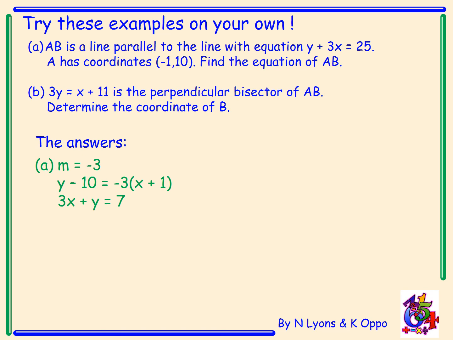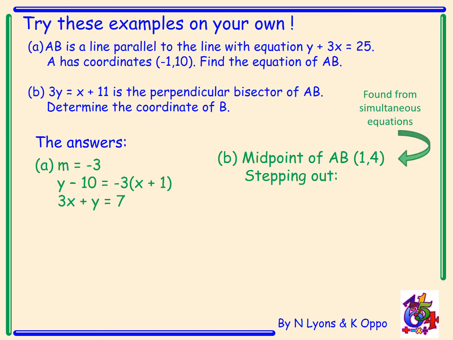First step, we can obtain the midpoint of AB by finding where the perpendicular bisector meets AB. It's found from simultaneous equations using the 2 equations which are underlined. The point in which these 2 lines meet is the midpoint of AB, which is 1, 4.